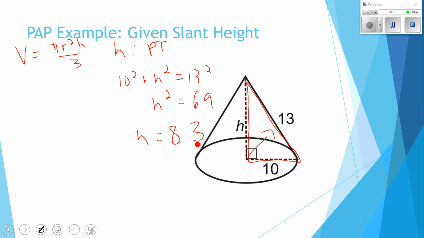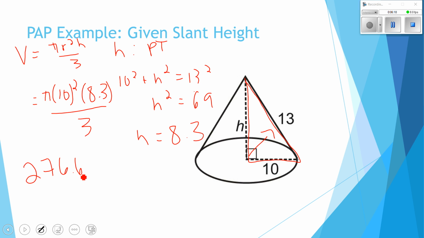And now you come over here back to the volume formula. You have pi, you know your radius was 10, you now know your height is 8.3 divided by 3. You would get 276.67 pi, or if you had to round to the nearest hundredth, you would get 868.73 units cubed.